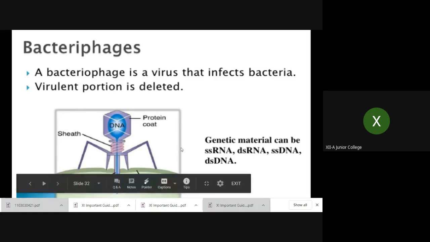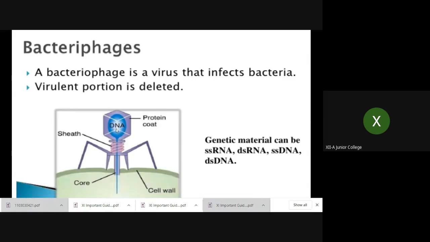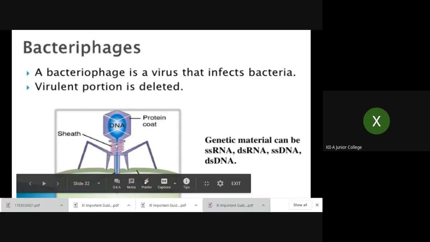I'll just show. This is the head, which is made up of a protein coat. At the center is the DNA structure, that means the genetic material, which is in the form of either DNA or RNA. And this is the tail, and this is the sheath, and this is the base plate with leg-like structures.